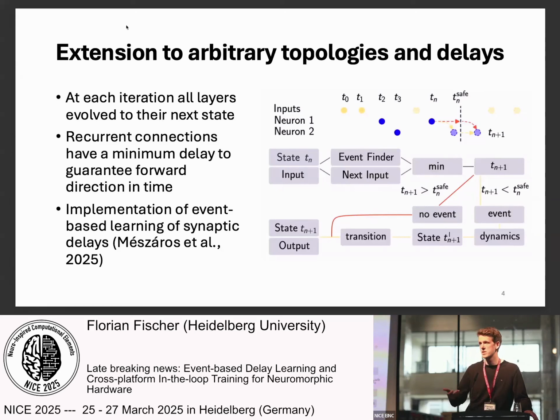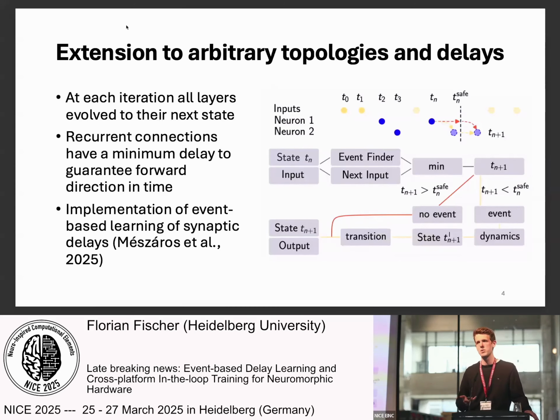And the times of these internal events can be found by using either analytical formulas or numerical root finding or spike data, which we gain from a hardware run. And then it has to be checked if the event can be used, that is, that the layer can be evolved to that point in time, ensuring that no input spike can arrive before that time. And then the layer can be evolved to that point in time using the dynamics, and also the discrete transition can be applied. And then we arrive at the next state.